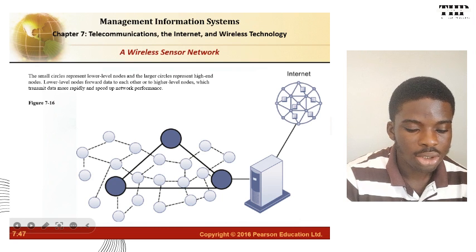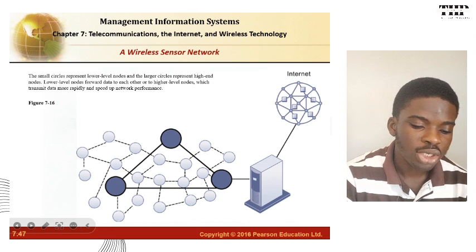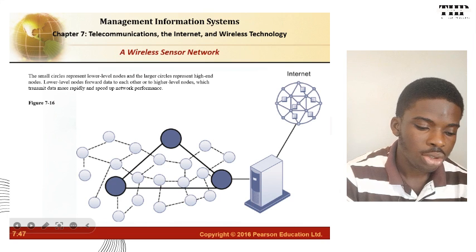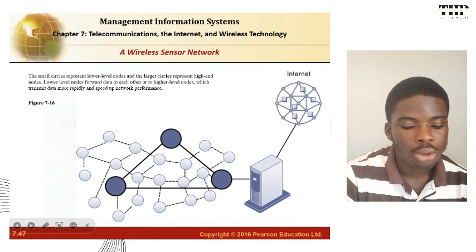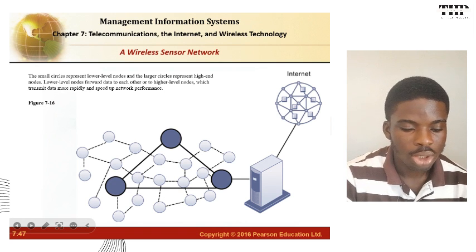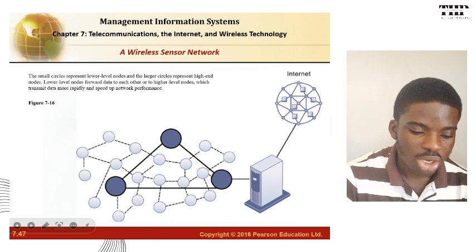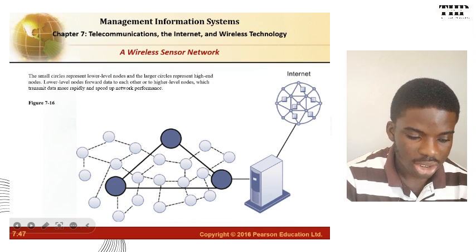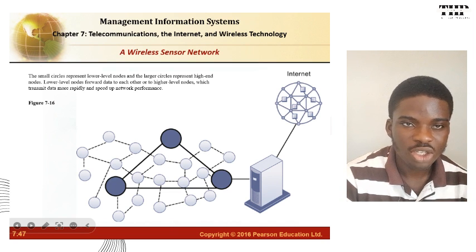So this is an example, right? It's a wireless sensor network. So small circles represent lower level nodes, and larger circles represent high end nodes. Right? The lower level nodes forward data to each other or to the higher level nodes, which transmit data more rapidly and speed up network performance. So this is just the area, right? These are the lower nodes. They are connected to what? High nodes. These are the high nodes. What do the higher nodes do? They receive data from the lower level nodes, right? And they transmit the data more rapidly so that that speeds up the performance of the network.